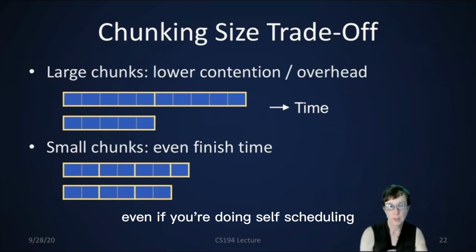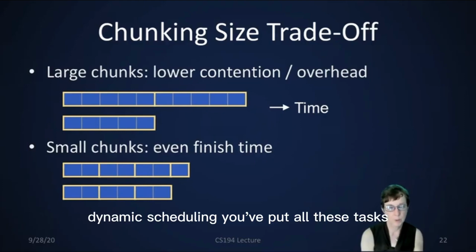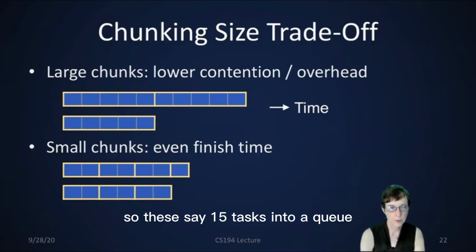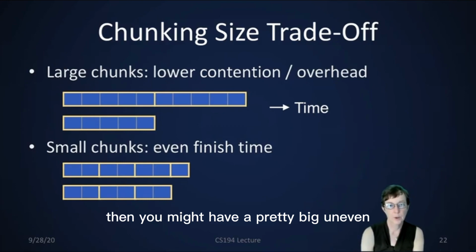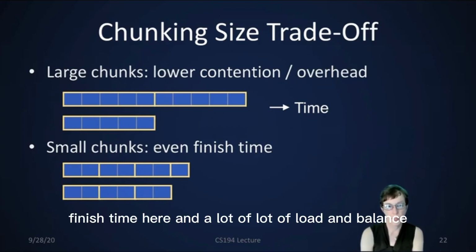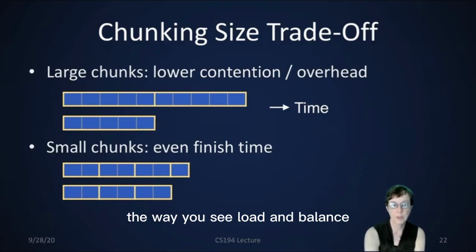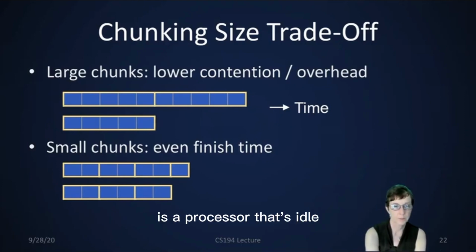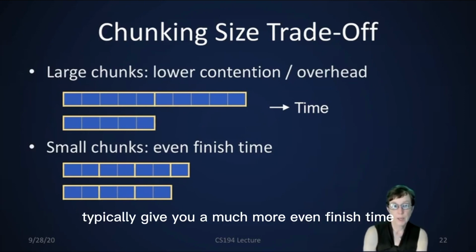you're doing self-scheduling. That is, even if you're doing dynamic scheduling, you've put all these tasks, say, 15 tasks into a queue, but you've set your chunk size to 5, then you might have a pretty big uneven finish time here and a lot of load imbalance. So this is a lot of idle time, which is the way you see load imbalance, as a processor that's idle. So smaller chunks will typically give you a much more even finish time.